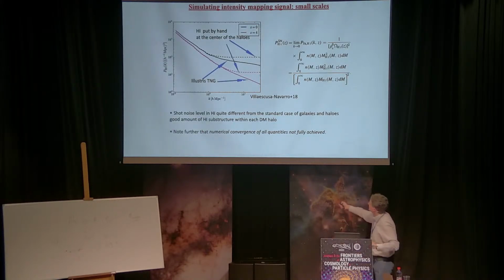Again, you see this is a difference in the signal, the simulated signal, on whether you put the HI at the center of the halos or you model it according to its actual profile. And you see there is a difference of nearly an order of magnitude at small scales. And the small scales will be accessible by the experiments. So you want to do things kind of accurately, okay?